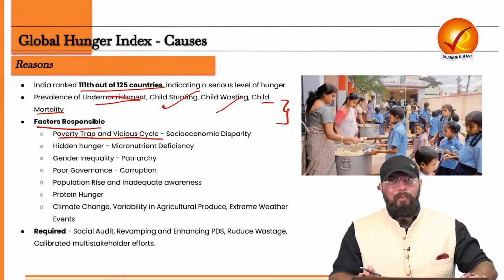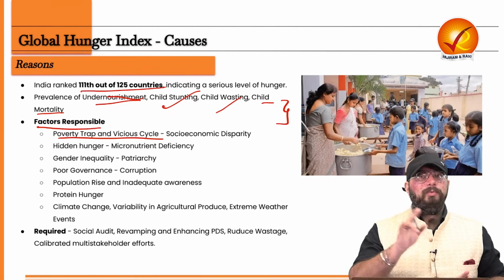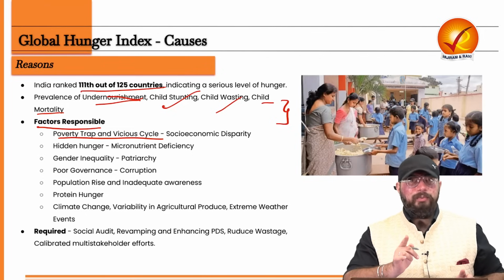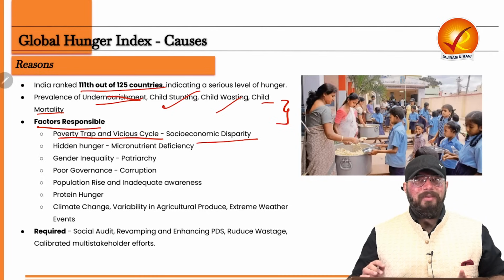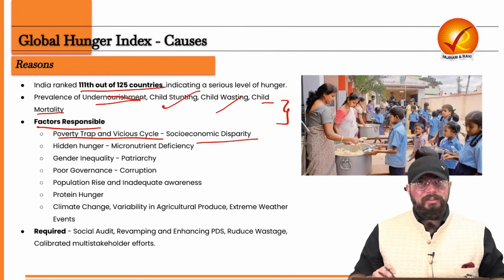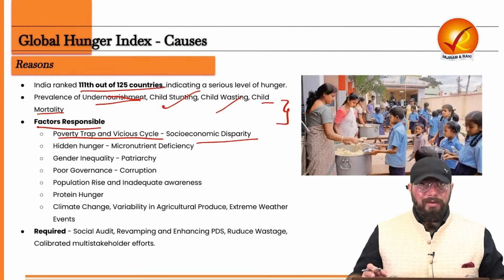Now, many people in our country, millions of people, are trapped in this vicious cycle of poverty. They're not able to get out of this vicious cycle, which is why socio-economic disparity is there. And they are not able to afford good food, three meals a day, and good nutritious food, which is why the problem of hunger is expanding in our country.